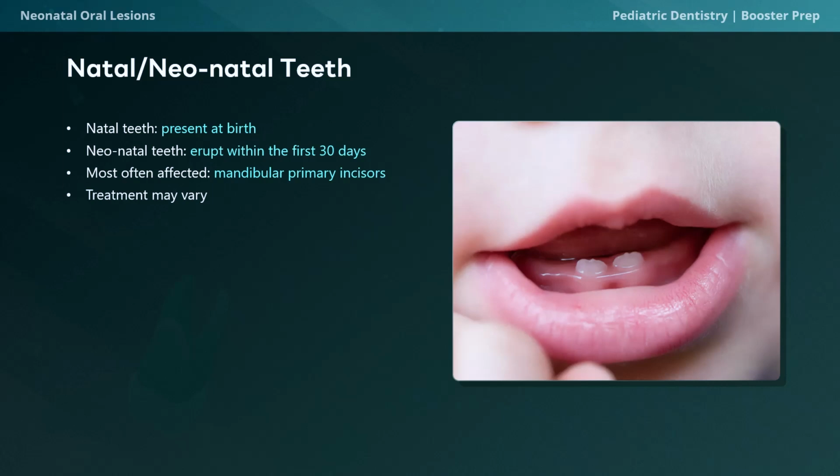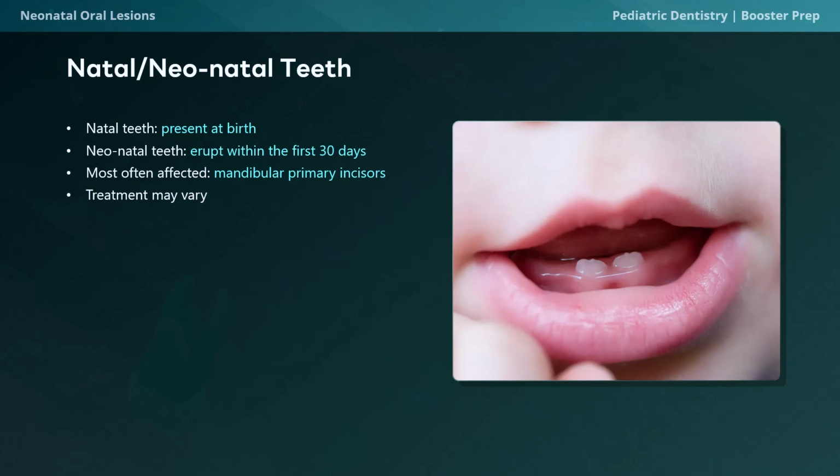Treatment will vary for these based on symptoms and concerns of the family. If the natal or neonatal tooth is not excessively mobile and not causing feeding problems, it should be preserved and maintained in a healthy condition if possible, and close monitoring would be indicated. However, if the tooth is excessively mobile, it may cause an aspiration risk or it may cause damage during function. We may want to consider extraction in this case. However, we want to be very careful for the potential risk of hemorrhage and make sure that the baby has received their vitamin K injection.